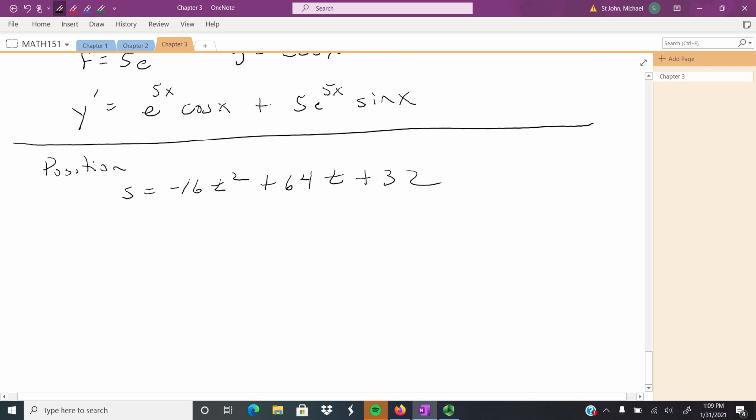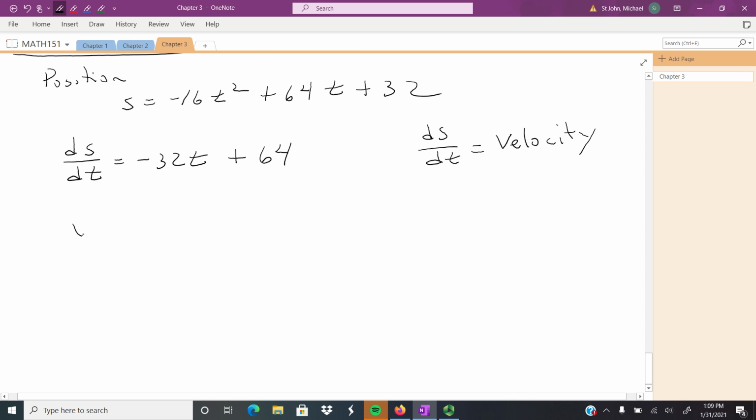Well, then I can find my derivative. So I can do ds dt, which is minus 32t plus 64. Well, it ends up that the change in position with respect to time, this is velocity. So my velocity is equal to minus 32t plus 64.